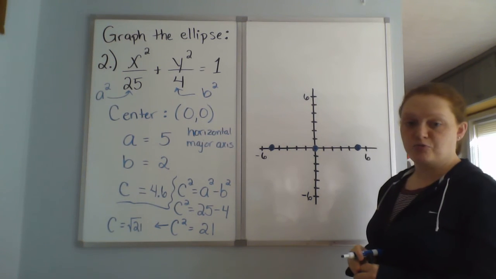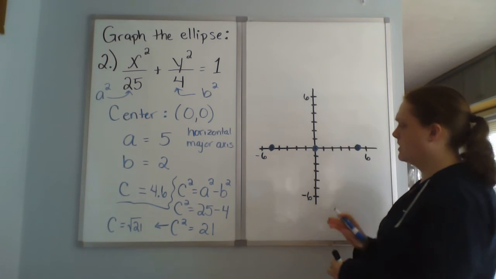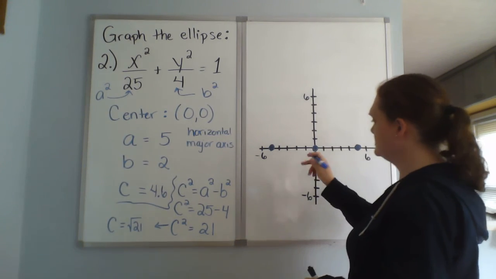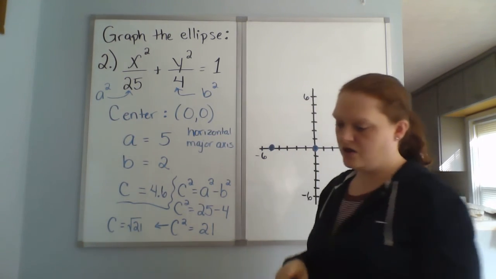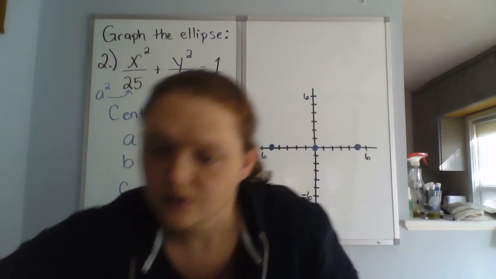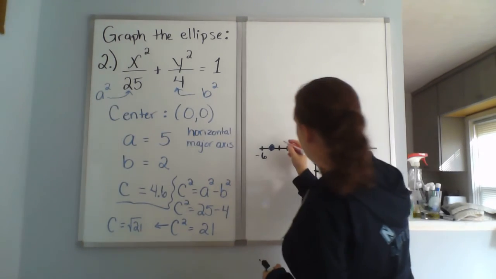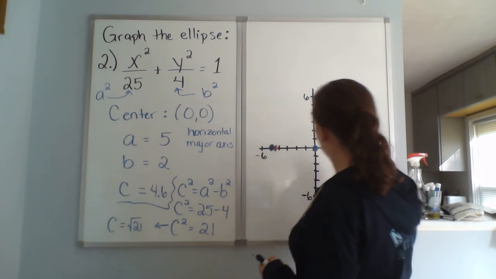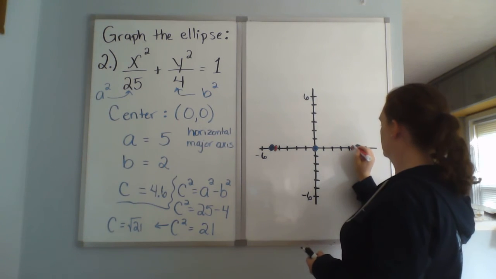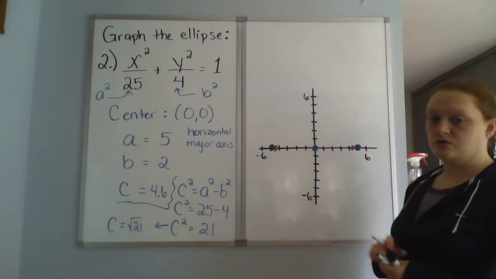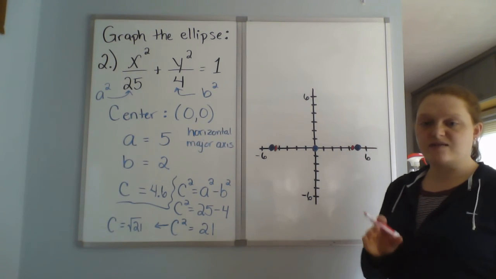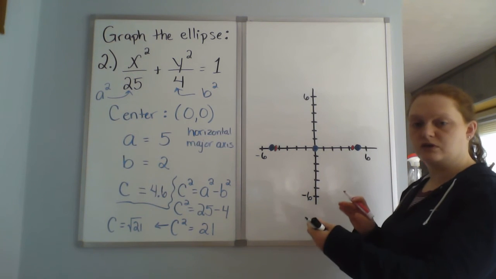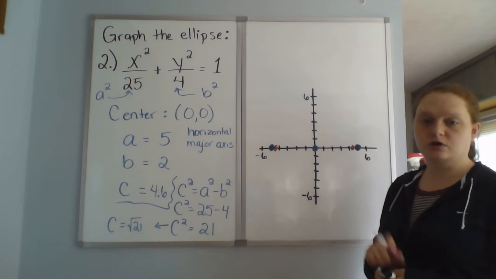The focus points I'm going to put next because they go along the same line segment. So I need to go to -4.6 and 4.6 from the center. So they're actually going to be right next to our vertices. It's going to be right here and right here. So they're very close together, which means we're probably going to have a narrower ellipse. The closer these are, the narrower it is. The further apart they are, the more circular it will become.